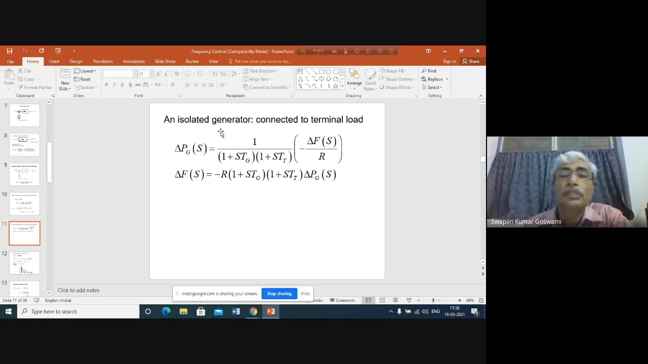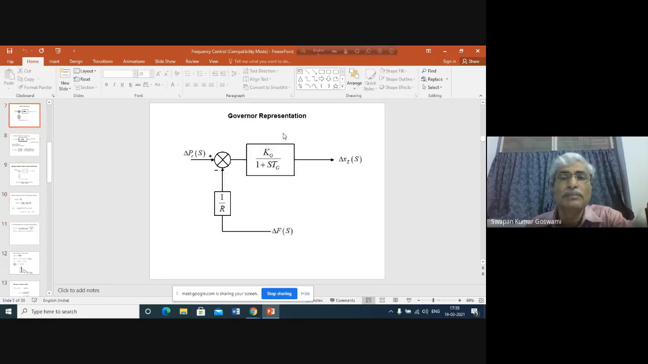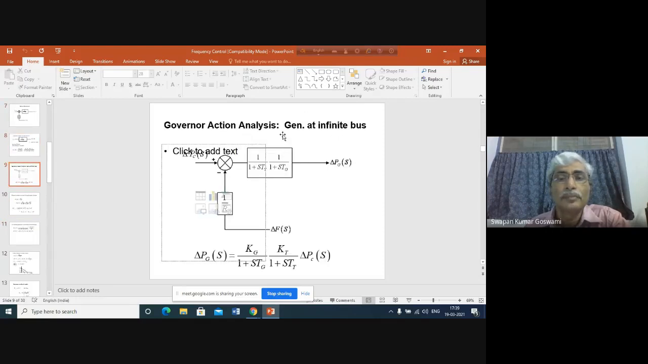Under this assumption, assume that we have not changed the position of the speed changer, and any change in the output of the generator will be due to the change in load only. So that means in this condition, del PC remains fixed. We are not changing the input of the generator. But this is changed.